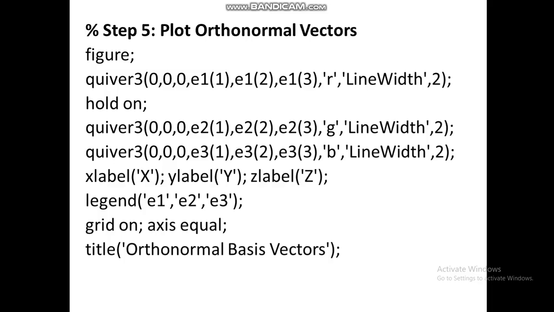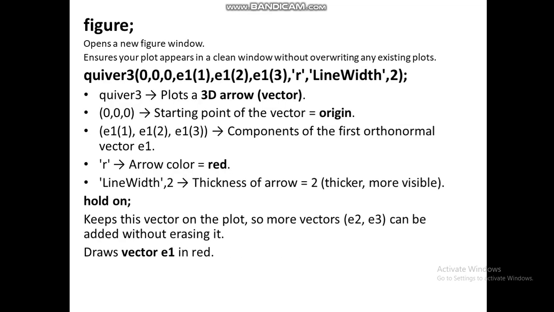I'm going to explain each and everything in detail. So what does this figure do? Figure opens a new figure window. Next keyword is quiver3, with 0 0 0, e1(1), e1(2), e1(3), and line width 2. What does this quiver3 do? It will plot a 3D arrow.